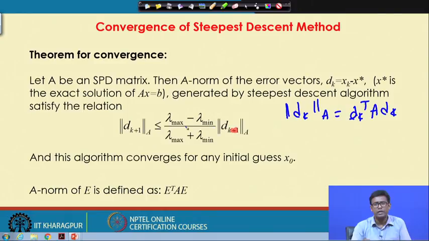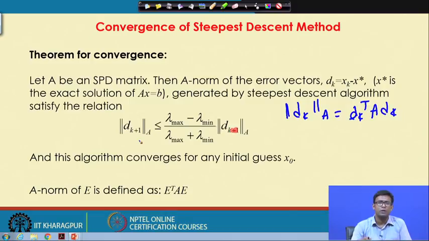So, this shows that this algorithm will converge for any guess value x0, because this is always a number less than 1. Therefore, d_{k+1}, the error, is always reducing. Finally, the error should go down; it will start with some value, and the magnitude, the modulus of the error, is always reducing.